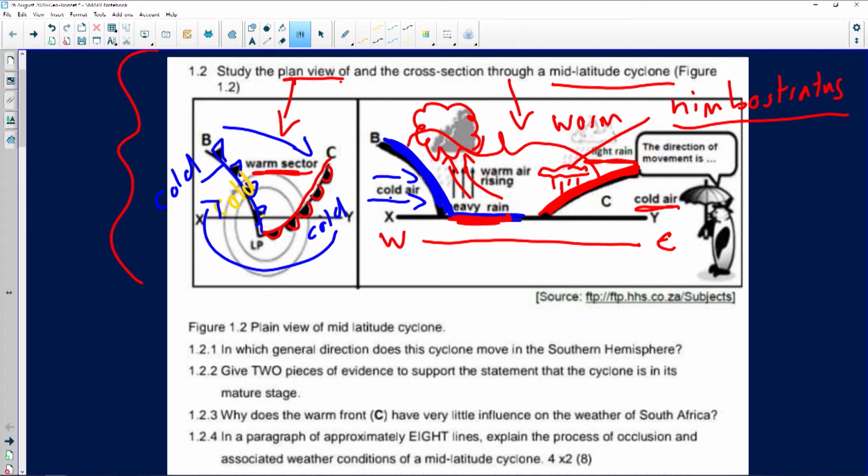So we experience nimbostratus clouds and a light type of rain. But very importantly, what we're going to discuss with this question: we don't experience the warm front conditions in South Africa. Ever. Most of the time, the majority of the time, 99%, we experience the cold front conditions.